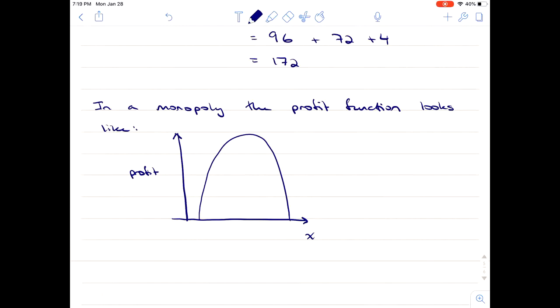So this function here is the profit of x for a monopoly. We'll define a monopoly, but I think we all kind of know what a monopoly is. A monopoly is when there's one seller, and everyone else, they're all buyers. And so you've got a monopoly on a market. It means you are the only provider of that thing.